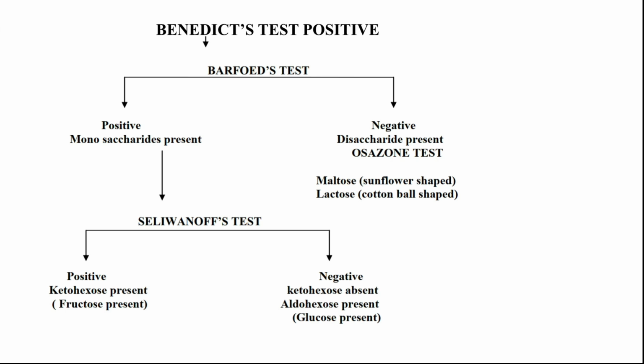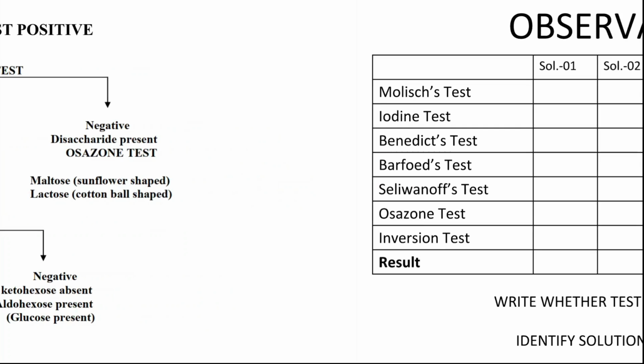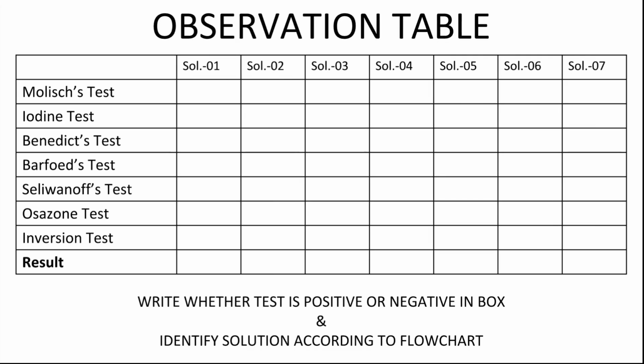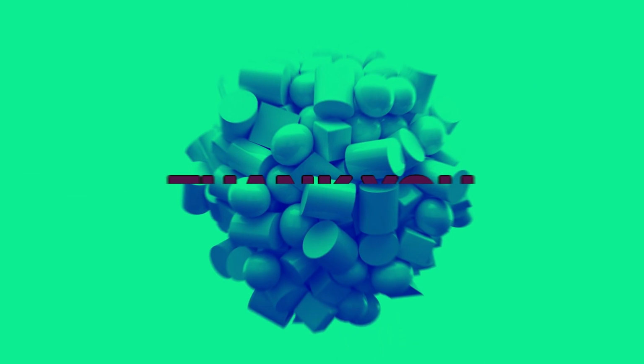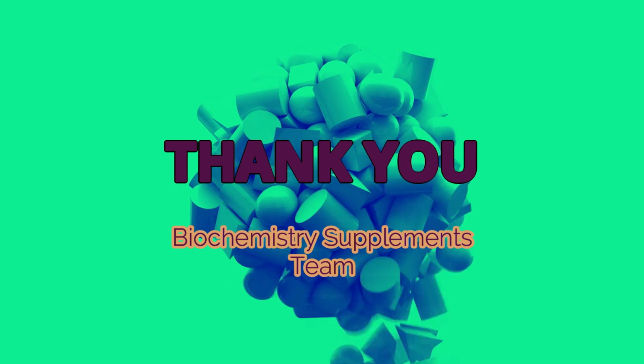So based on this, if we are given many samples, we can also create such an observation table, and in sequence of the flowchart we can perform the different tests and find out the results. Based on these tests and this flowchart, we can find out different types of carbohydrates like glucose, fructose, lactose, maltose, sucrose, dextrin, as well as starch.